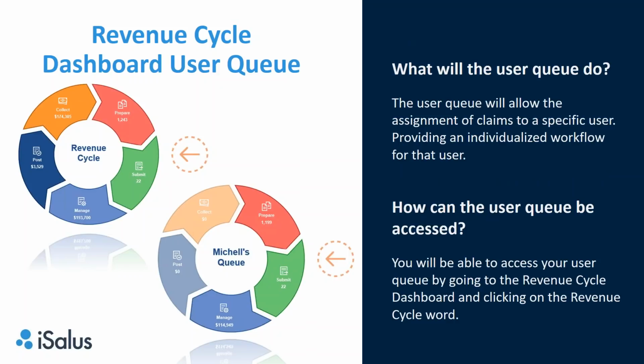So without further ado, the first item we're going to cover is the revenue cycle dashboard user queue. This has been designed so that if you have the type of practice where things are split up between who works on what types of claims or what process in the claim cycle, those can be set up to provide an individualized workflow for a specific user or group of users. The individual queue is accessed by clicking where it says revenue cycle to access your own queue.